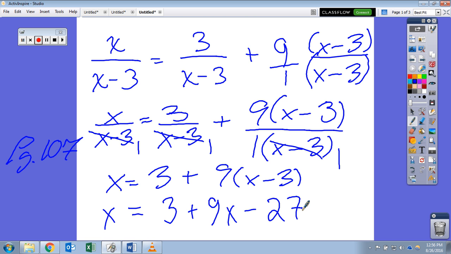All right. So from here, what do we do? Combine like terms. Always, yes. Always combine like terms. Always simplify each side individually if you can. Do you see any like terms on the right-hand side? Yes, 3 and 27. The 3 and the negative 27, yeah.